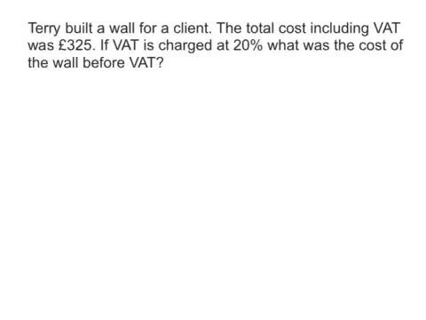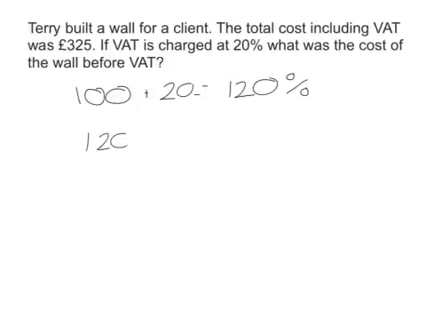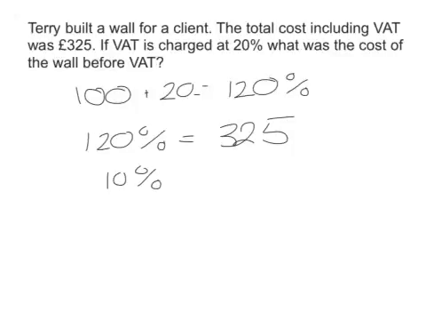So this 325 is 100% plus 20%. So it's 120% of the value of the wall. So 120% is equal to £325. Now the last time we got it down to 1%, but this time we can take it down to 10% and then try and get it up to 100%.